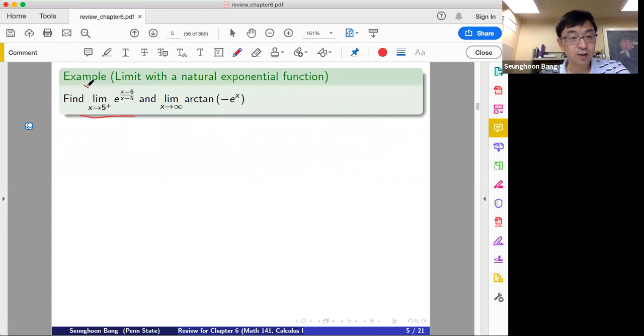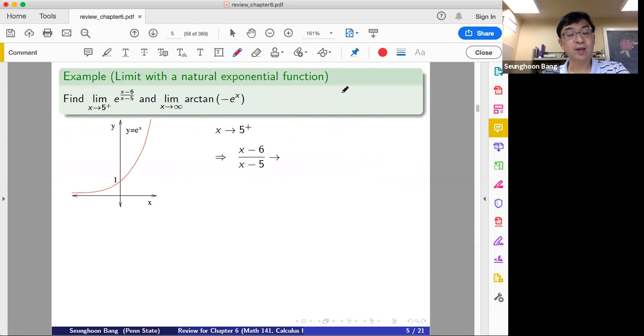So how can you solve this one? The limit of x minus 6 over x minus 5. We use the exponential function. x approaches 5 from the right. What happens to x minus 6 over x minus 5? You can plug 5 into the top and bottom. This is a good question: you can use L'Hopital's rule only in one case.